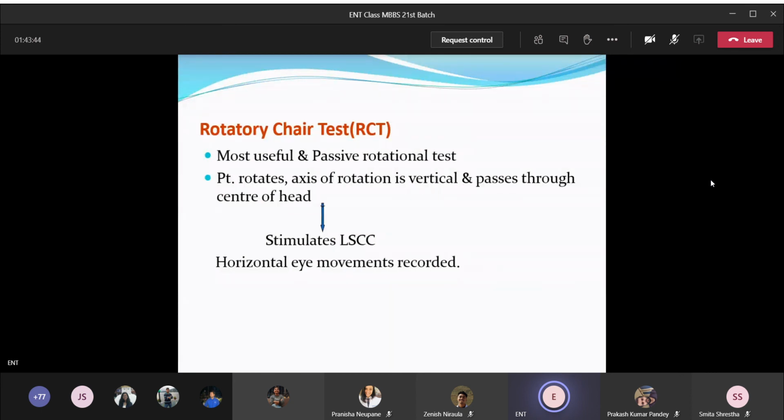The rotatory chair test is the most useful passive rotational test. The patient rotates, axis of rotation is vertical and passes through the center of head. It stimulates the lateral semicircular canal, and horizontal eye movements are recorded.